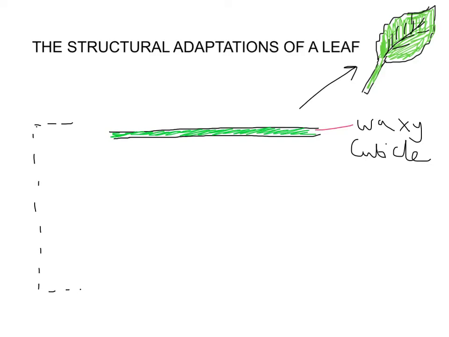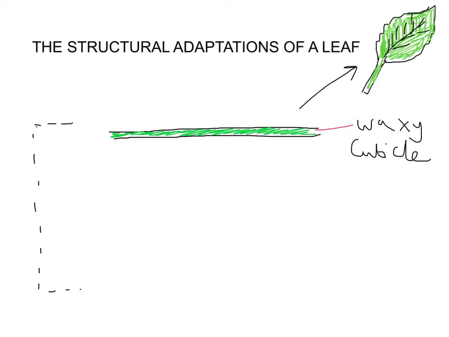And what you have is basically a layer of wax. It's actually made of lipid or fat, and it gives it that shiny appearance. So the top part of the leaf is covered in this layer of wax, and the reason why you have that is to act as a waterproofing layer. It helps to reduce water loss through stomata.